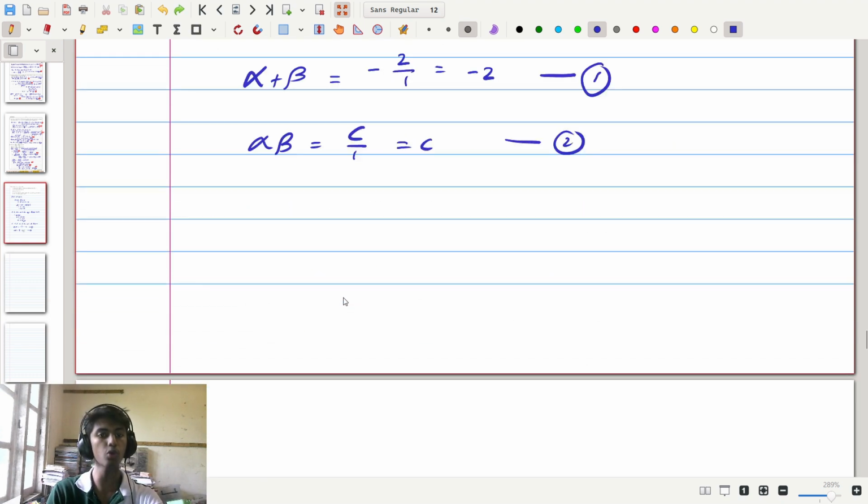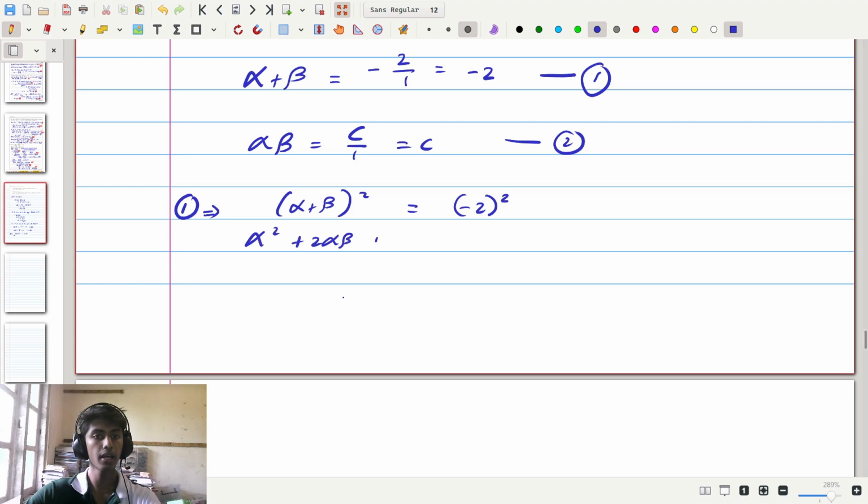And therefore what we need to do is to take equation 1 and square it as such and write (alpha plus beta) squared, and on the other side we're going to have (minus 2) squared, and simplifying we get alpha squared plus 2 alpha beta plus beta squared equal to, and negative 2 squared is equal to 4. Now here we can see if we take alpha squared plus beta squared on its own and isolate it, we're going to have 4 minus 2 alpha beta, and as we know alpha beta is equal to c.